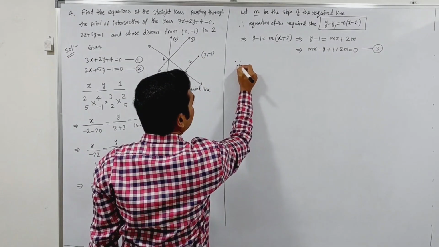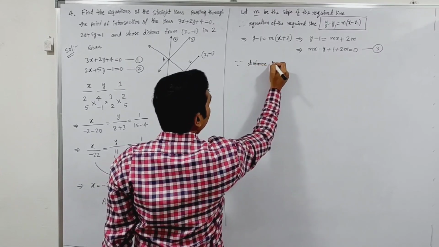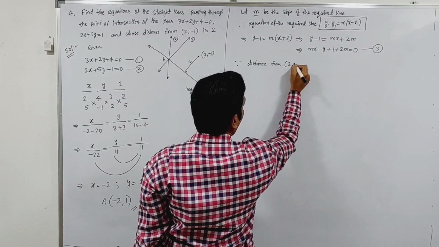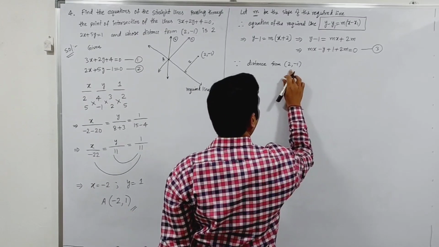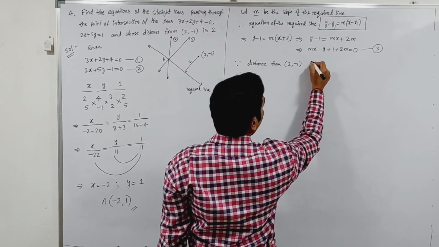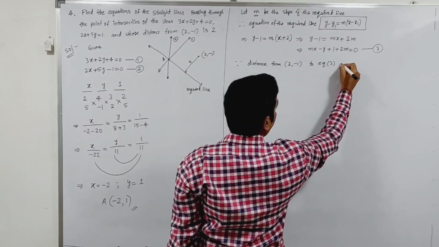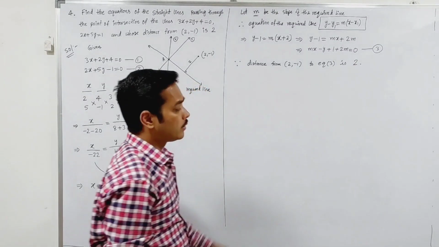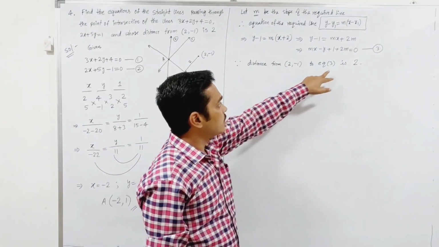Since the distance from 2 comma minus 1, this is the given point, not the point of intersection. This is minus 2 comma 1, this is 2 comma minus 1. The distance from the given point to equation 3, that is the required line, is 2 units. This is the given point, already given in the question. The distance from 2 comma minus 1 to equation 3 is 2 units.